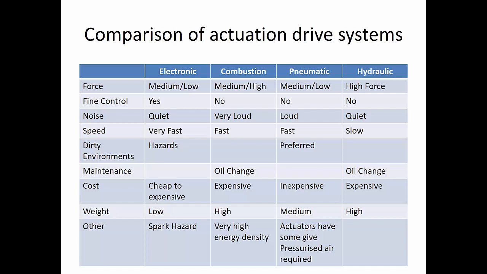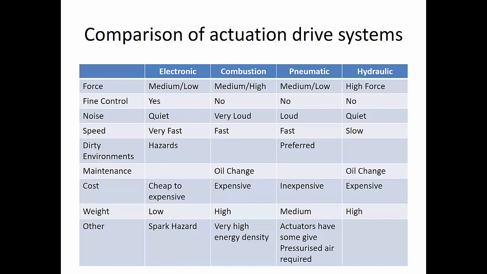Now, with dirty environments, we can have hazards with the electronic systems, creating sparks and things like that, and our pneumatic tend to be preferred in that sort of environment. Our maintenance for our combustion will typically have oil changes, likewise with our hydraulic systems, because we need oil to lubricate these things and it eventually gets dirty. Whereas our electronic and pneumatic tend to require less maintenance in that regard.